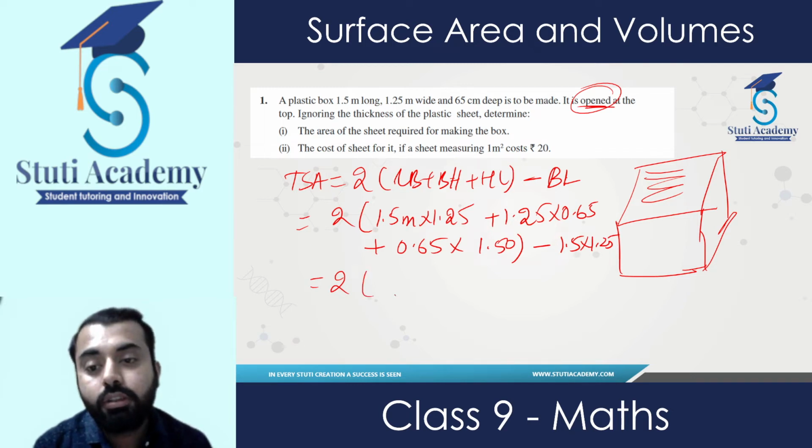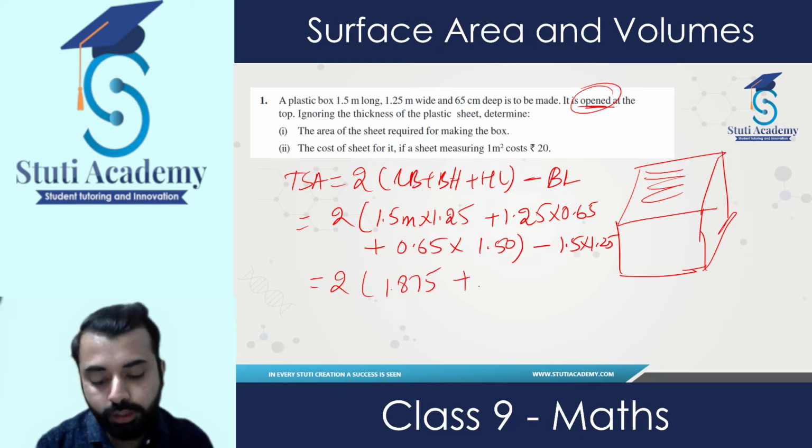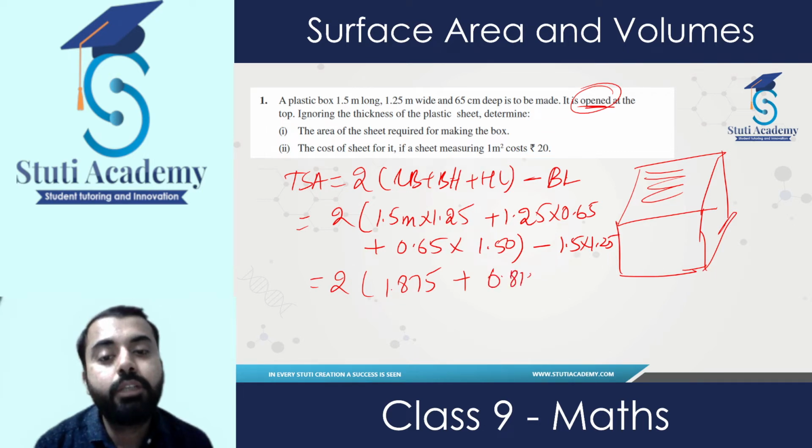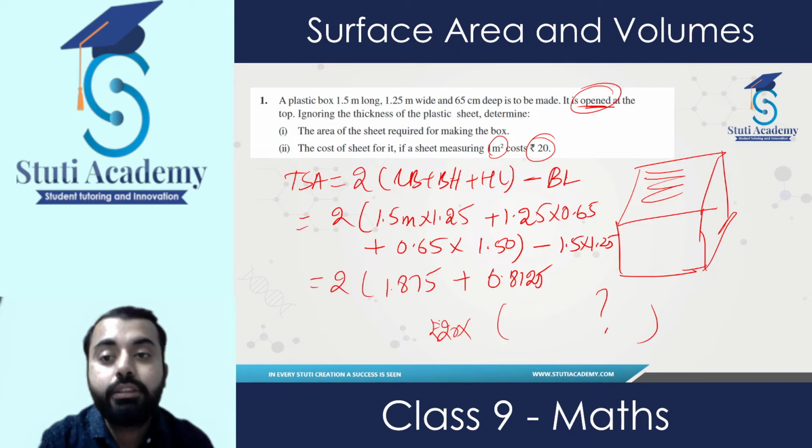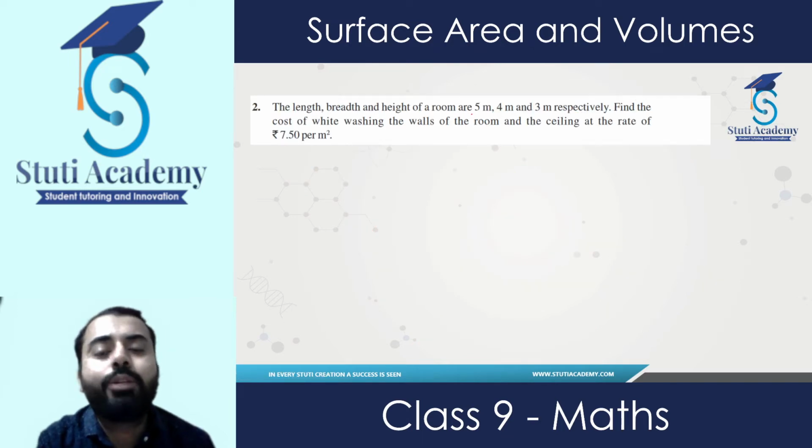Get this, 0.875 plus 0.81. You can do the calculations, right? Continue this, do the calculation on your own. Then you have to do what? You have been given the cost of 1 meter square is 20. Just whatever you have here, multiply that term with what? See, your answer. I will do the next one. Yeah, I will not be using a calculator.